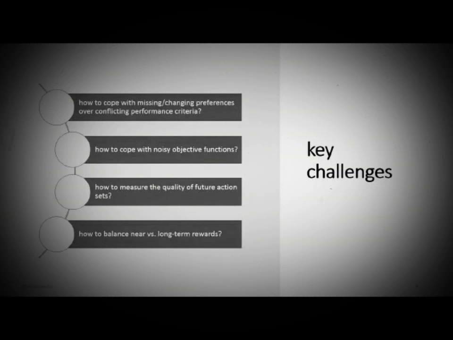And then when dealing with this problem, there are at least 4 computational and modeling challenges that we need to address. The first one is how to cope with such missing and changing preferences over conflicting performance criteria. Second, how to cope with noisy objective functions. Third, how to measure the quality of future action sets. And finally, how to balance near versus long-term rewards. So all of these 4 questions will be addressed in this presentation, and hopefully you get a sense of the challenges in anticipatory multi-objective machine learning.